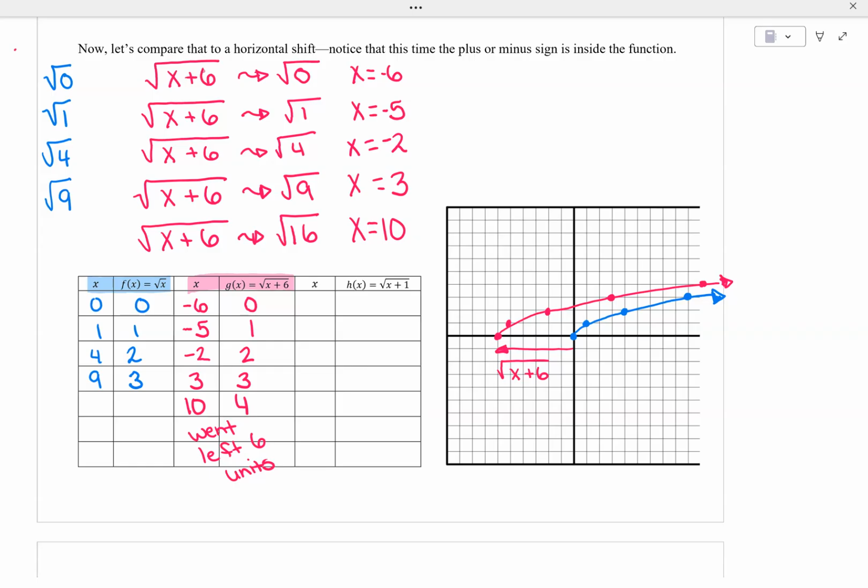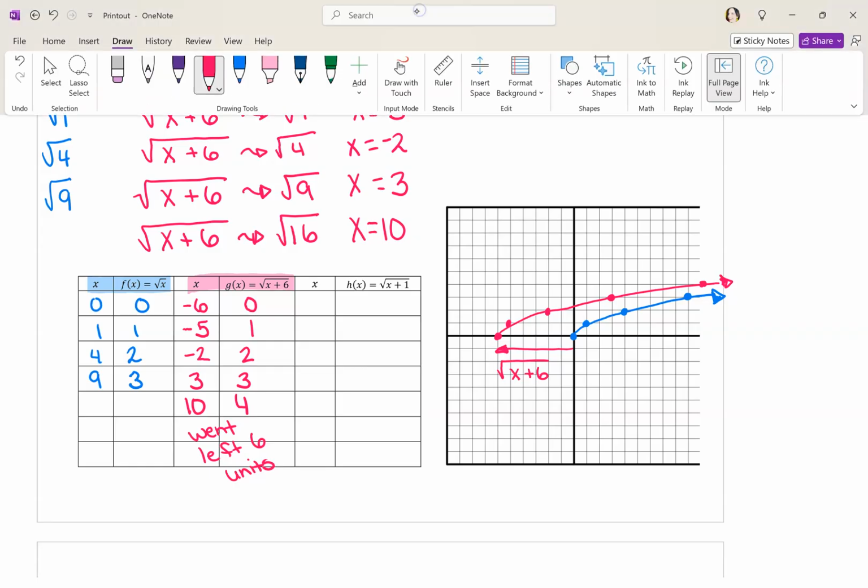The graph went left. So remember I talked about in class that when there's a plus 6 on the inside, you're going to want to say right, but when it's inside the function, it's opposite of what we think. It goes left 6 units because that plus 6 is on the inside.